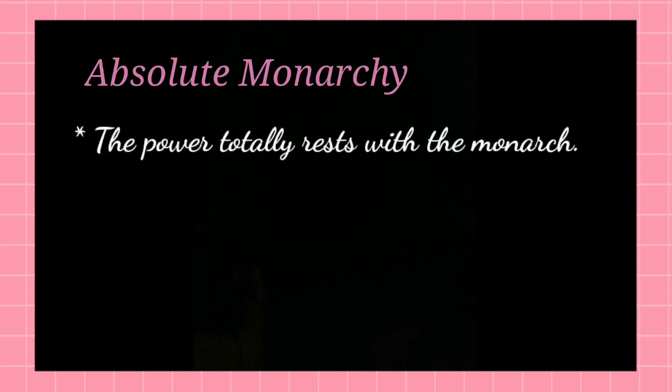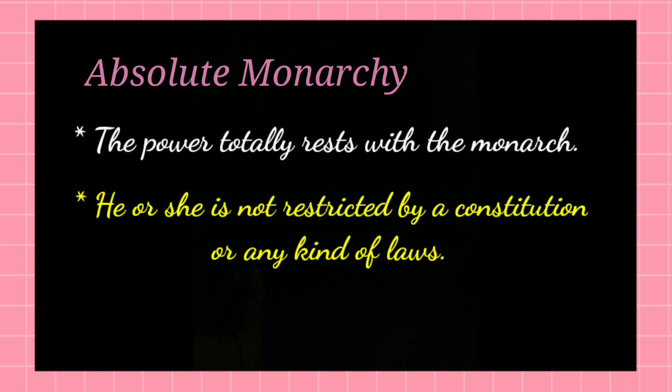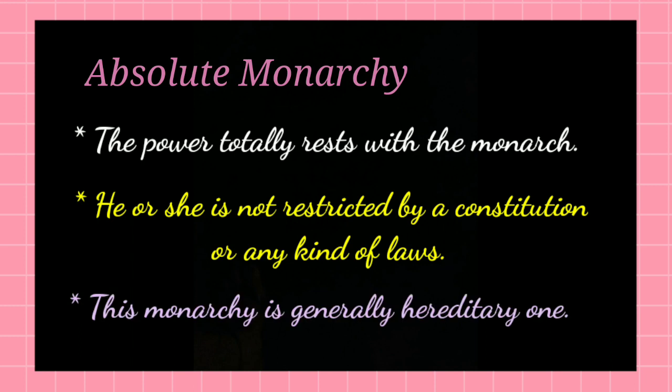Means in this video we learned about the different forms of government. First of all, we learned about absolute monarchy. In this system, all the power rests with the monarch. He or she is not restricted by a constitution or any kind of law. And in this system, the king or queen is a hereditary one.